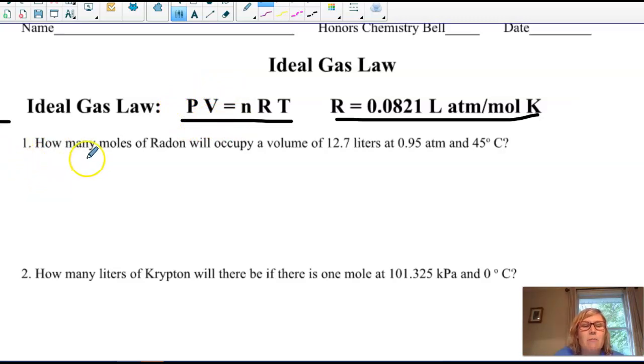So the first thing I like to do is take the equation PV equals nRT and set it up so we can determine what we're trying to find out. So we're trying to find out moles here. N is moles. So we're just going to do like we did before. We're going to divide both sides by RT. So PV over RT is equal to moles.